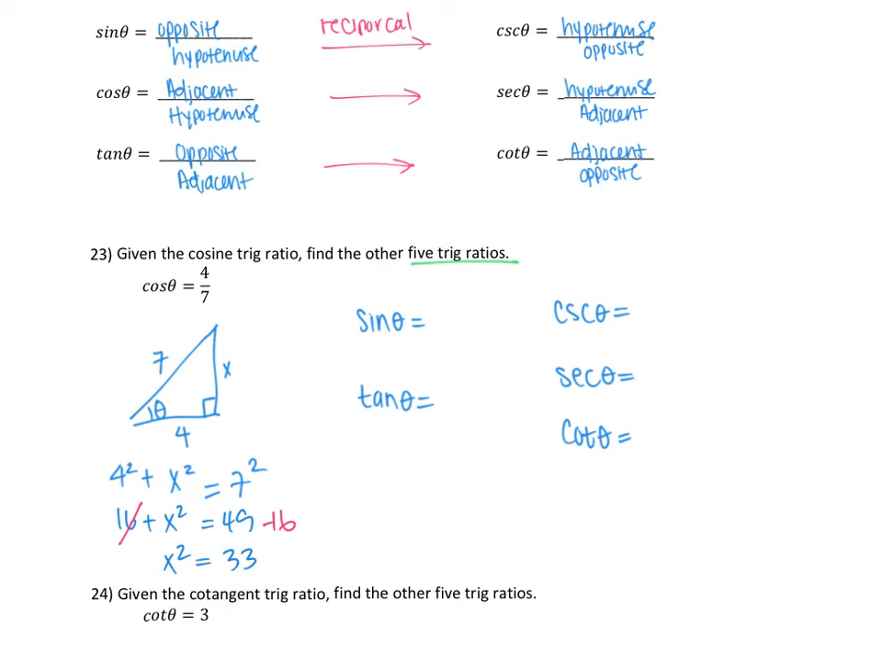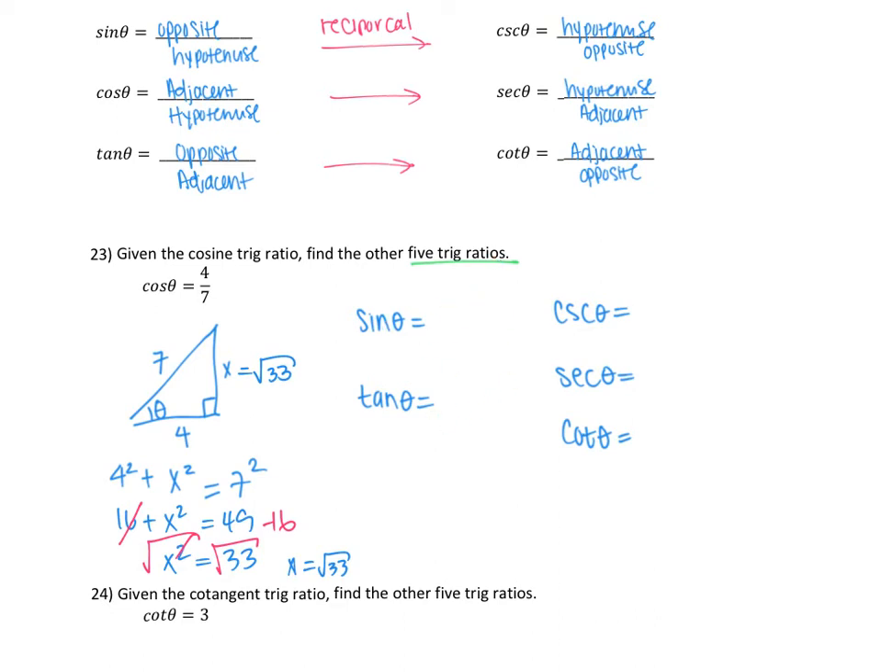And so I have to take the square root of that on both sides. Now, since it's a triangle, I'm just going to care about the positive root. So x is equal to the square root of 33. I can't reduce the square root of 33, so I'll just leave it as a square root. So now that I know all 3 sides, I can try to complete all 5 trig ratios.